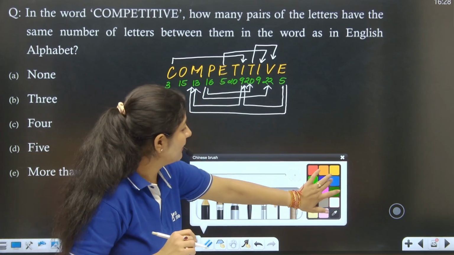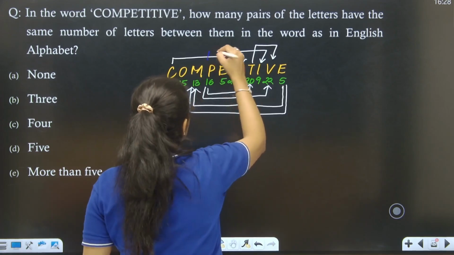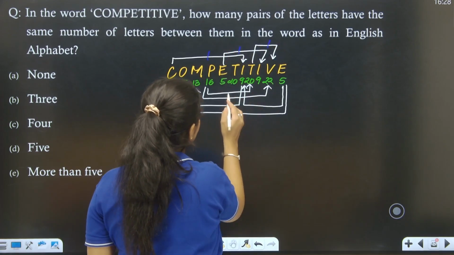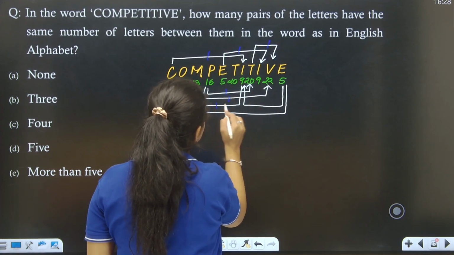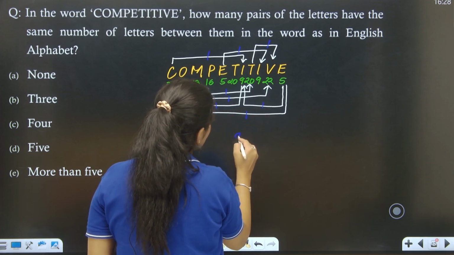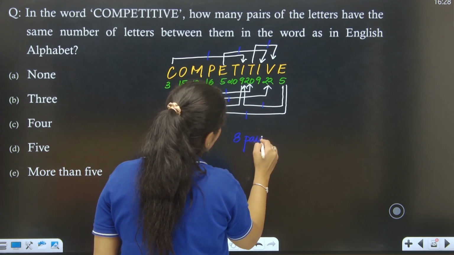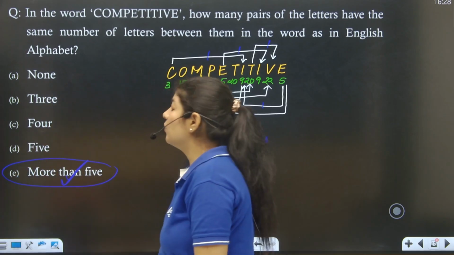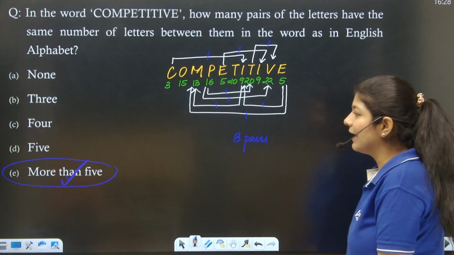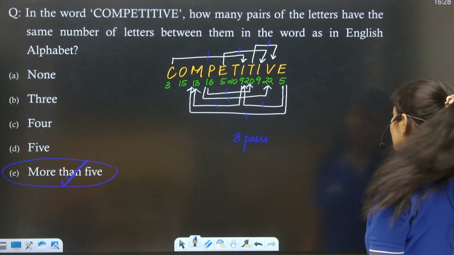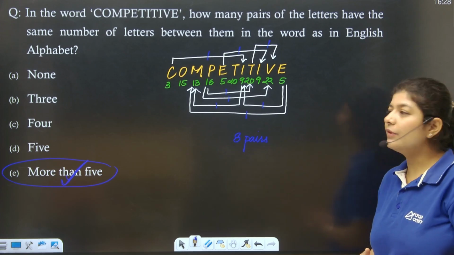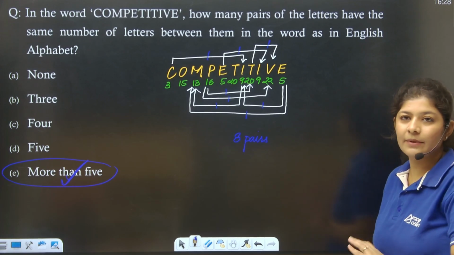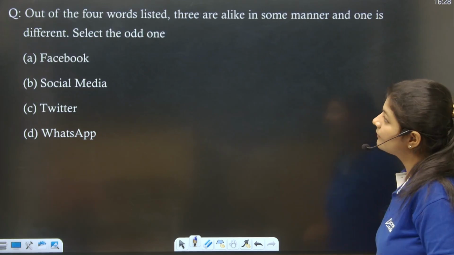Basically, how many pairs did we get? I guess many pairs over here. So 1, 2, 3, 4, 5, 6, 7, 8. So basically 8 pairs we got over here. That means more than 5 is the correct answer. It's very easy. All you can do is simply take the help of the associated numbers and calculate. Next.